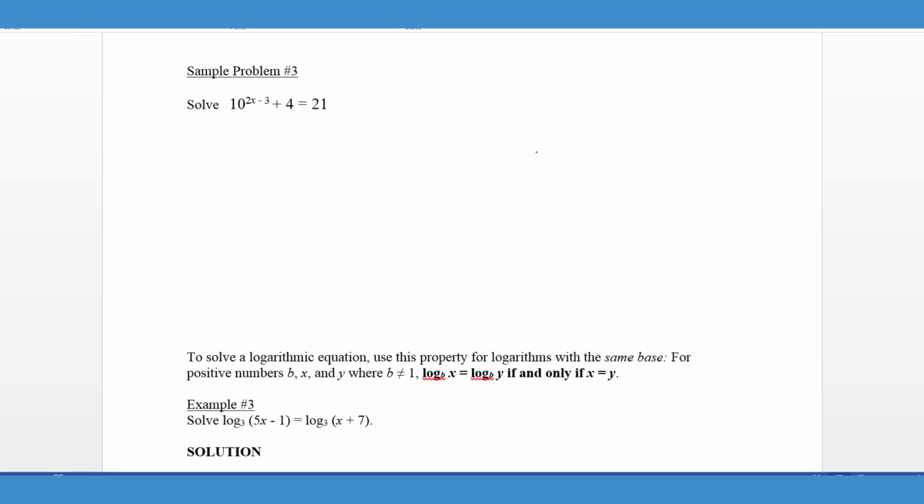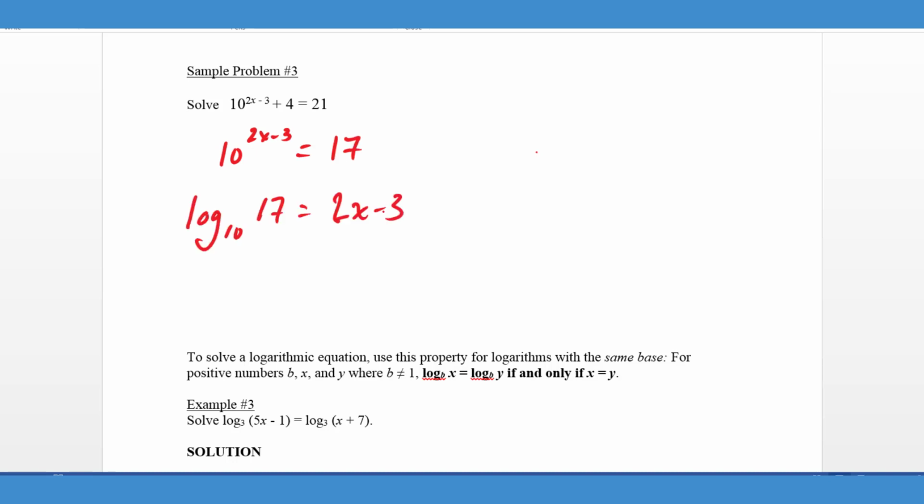Okay, in sample problem number 3, we have an exponential on the left side, a numerical value on the right side, but we've got a little bit more going on with the exponential, so we've got to isolate that first before we can start rewriting it as a log. So we're going to actually subtract 4 from both sides before we do anything. And now we can rewrite this as a log.